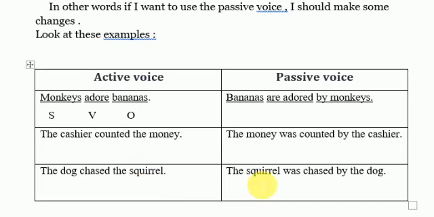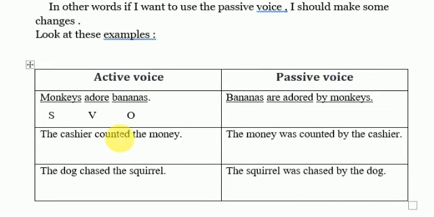The dog chased the squirrel. The squirrel was chased by the dog. All right. So this is it. I should also pay attention to the verb. Here I'm using the past simple for the verbs, counted and chased. When I want to transform it into passive voice, I should say was counted and was chased, as you can see. So, the money was counted by the cashier, and here the squirrel was chased by the dog.